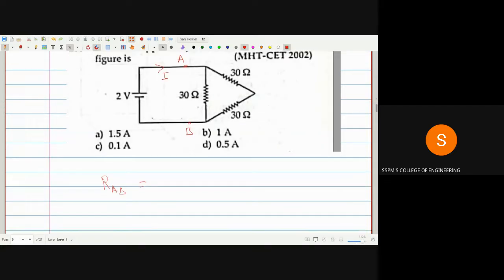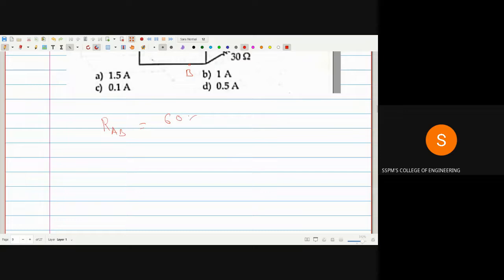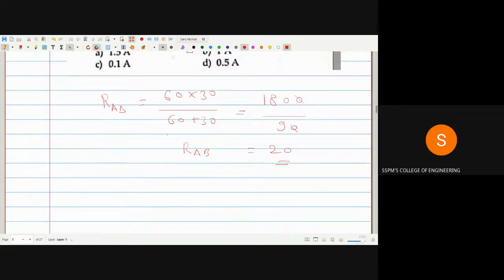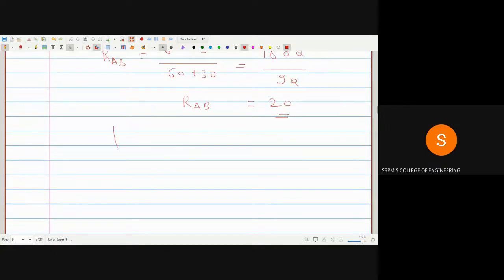म्हणजे equivalent resistance between A and B काय येणार? 60 parallel 30 येणार. आता 60 parallel 30 म्हणजे 60 into 30 divided by 60 plus 30. 6 into 3 is 18, 0, 0, divided by 90. So what is the answer? R_AB is 20. The equivalent resistance between A and B is 20. Now redraw the circuit. आता इथे सर्किट ड्रॉ करायचं. And connect 20 ohm resistance, and find the current I.